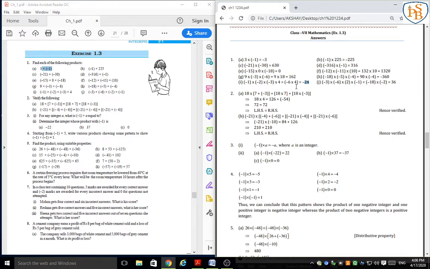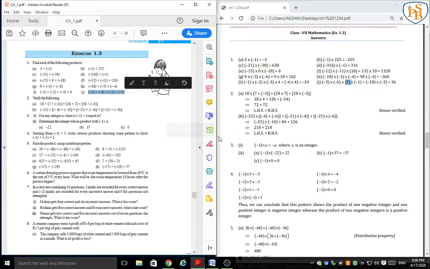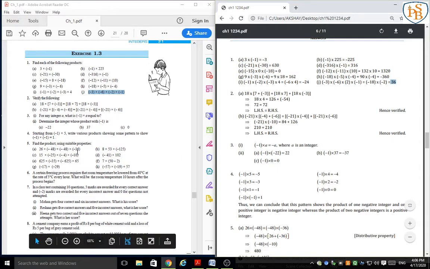Now the last question, J, negative 3, negative 6 into positive 2 into negative 1, so 6 3s are 18, 18 2s are 36, 36 1s are 36. Okay, there is one mistake I have written here. I have to write negative 2 in the question. Look here, negative 3 into negative 6 into negative 2 into negative 1. So it carries 4 negative integers, which is an even number. So our answer will be a positive integer, that is 36.